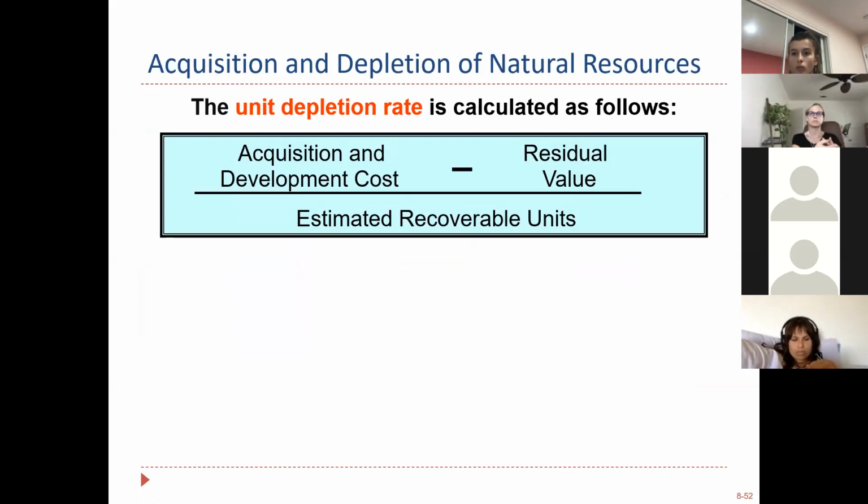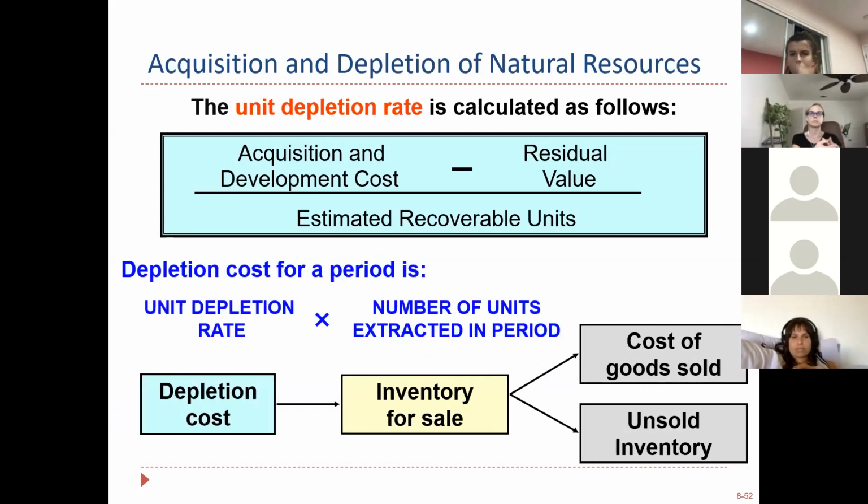So, depletion. We do have a residual value to subtract. We divide it by the estimated barrels of oil. Where do we get that estimate? It's a good faith estimate based on what our scientists tell us, our geologists, our computer modelers, our mathematicians. They study that land and they think we're going to extract 1 million gallons of crude oil. So here we go.